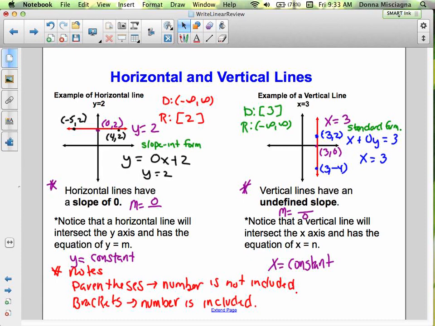So that's all we're going to be covering in terms of graphing horizontal, vertical, and other lines in this lesson.